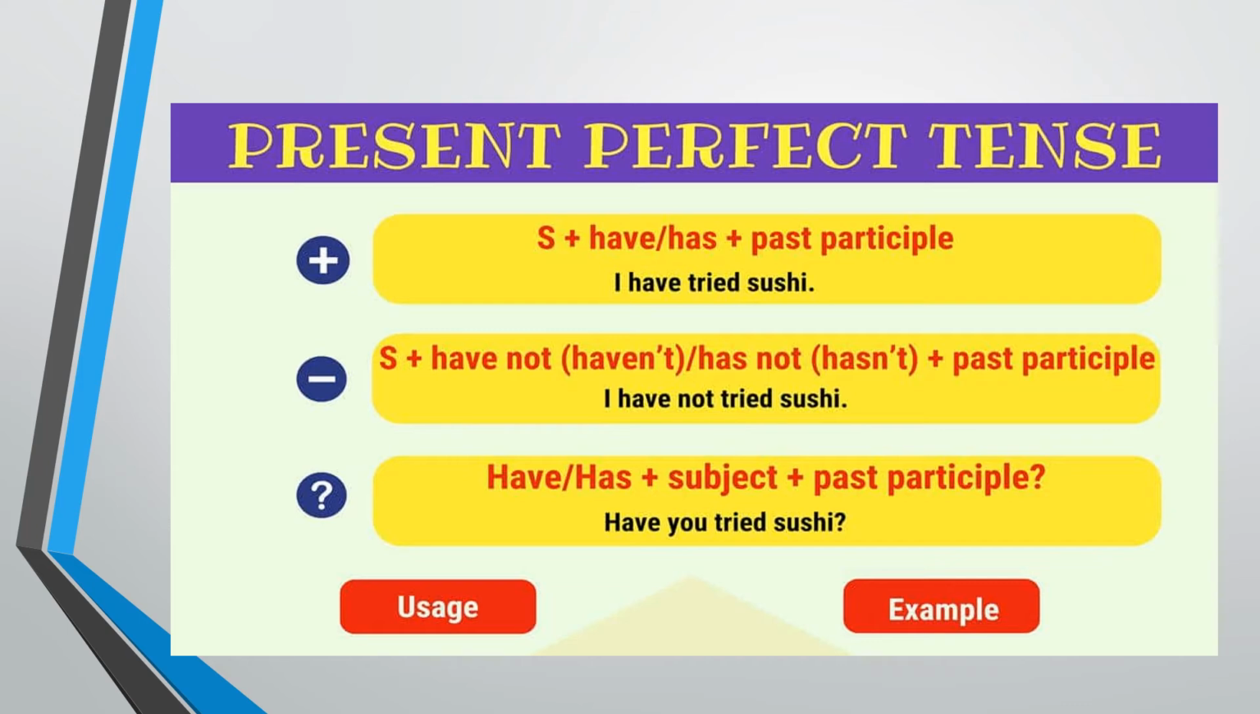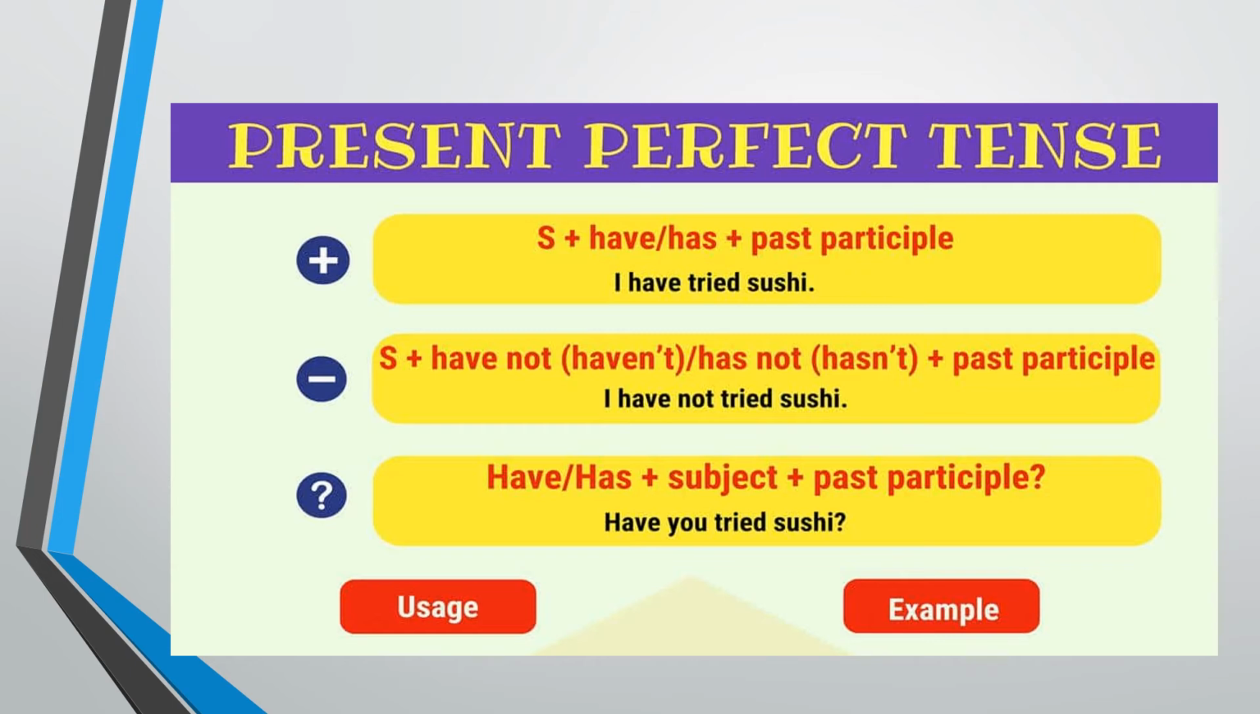Come to the example, I have tried sushi. Sushi is a kind of fish. It is an example of an affirmative or positive sentence. But come to its negative sentence. In it, what will you do? You have to use subject with have not or has not and the third form of the verb or past participle. Its example is I have not tried sushi. Tried is the third form of the verb or past participle.